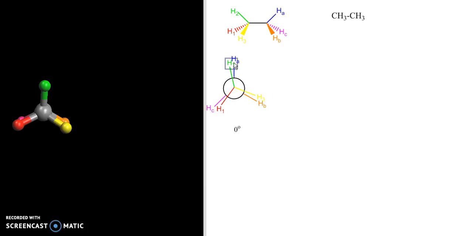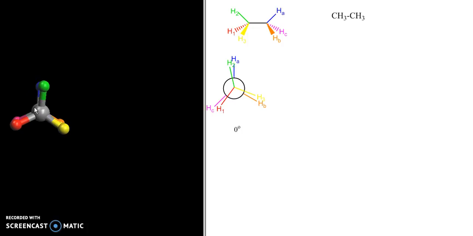And I can't draw them right in front of one another because then I wouldn't be able to see what I was looking at. But this is meant to represent that these are overlapping with one another, just like I have in this conformation. The green is in front of the blue, the red is in front of the purplish pink color, and the yellow or gold is in front of the orangish color.